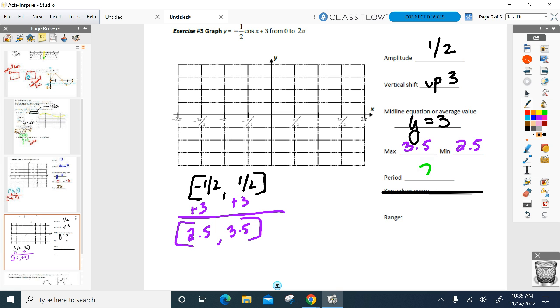Period. Still going to stay 2 pi. Again, that's just where the graph's going to end on the x-axis. We'll talk more about it tomorrow. Range, I already wrote it down over there. Not going to ask. 2.5, smaller numbers got to come first, comma 3.5, all in brackets.